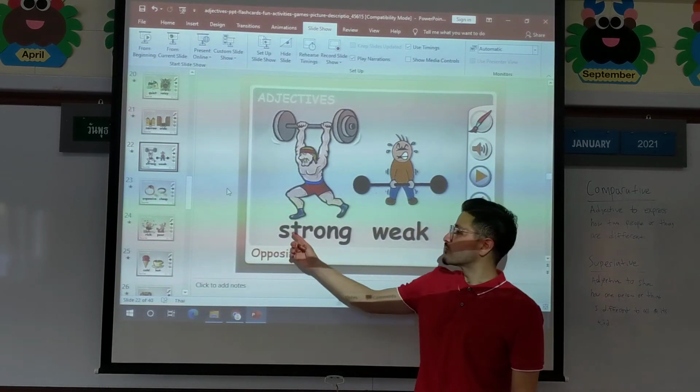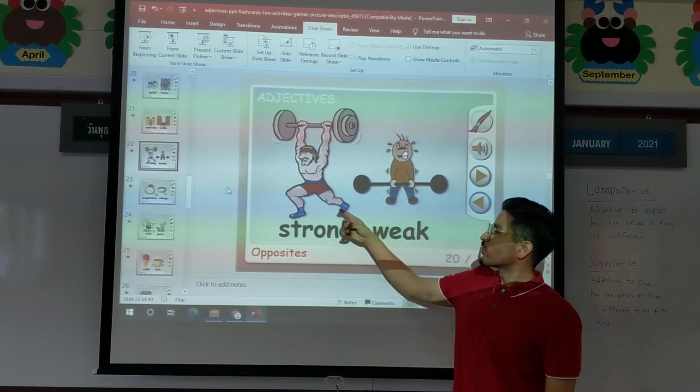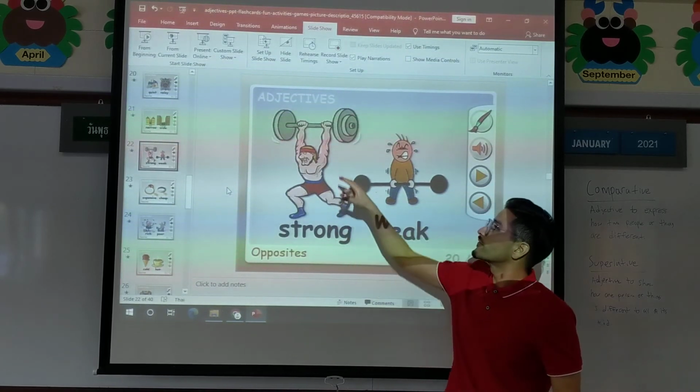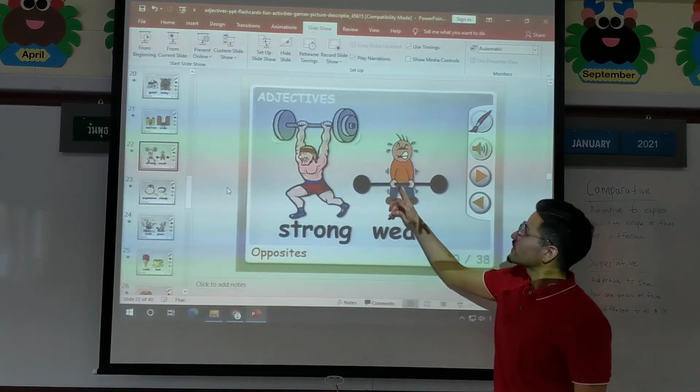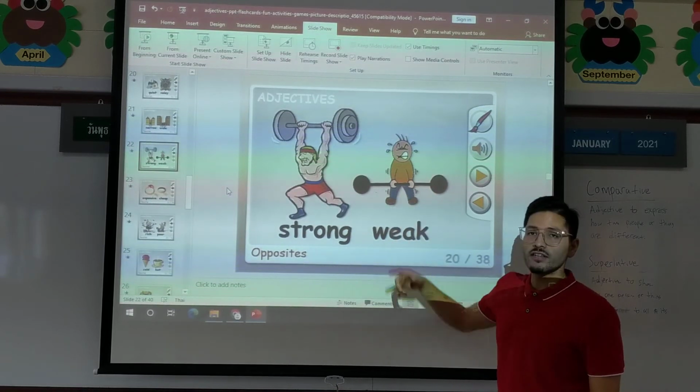We have the adjectives strong and weak. So this man is strong. He can lift up a lot of weight. This man is weak. You can see here.